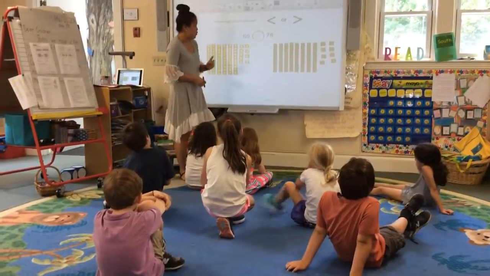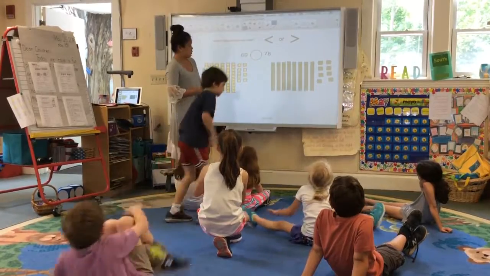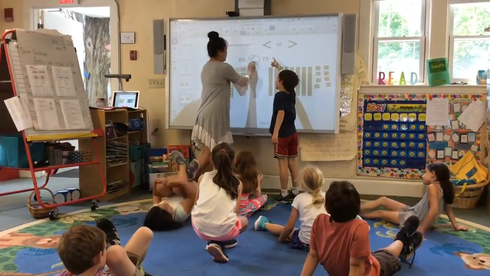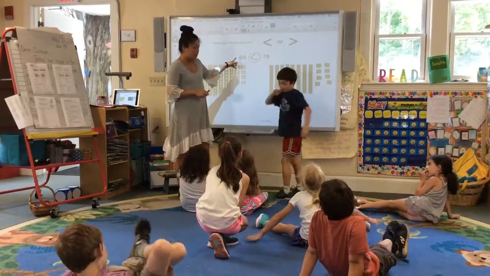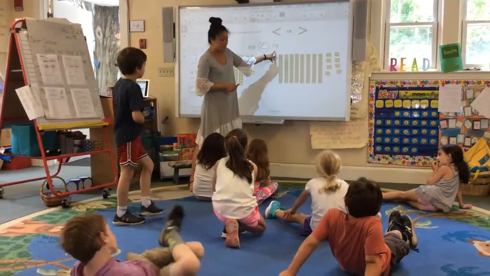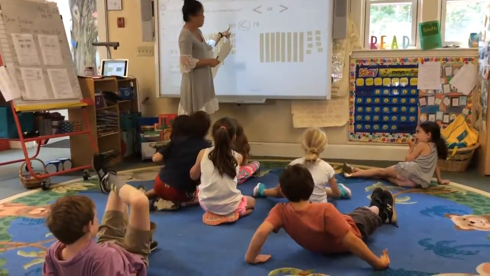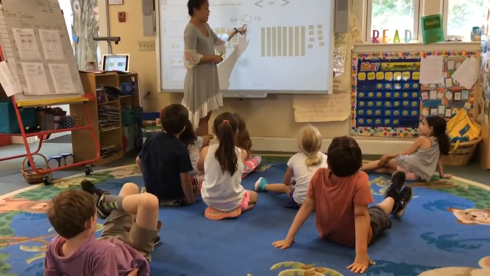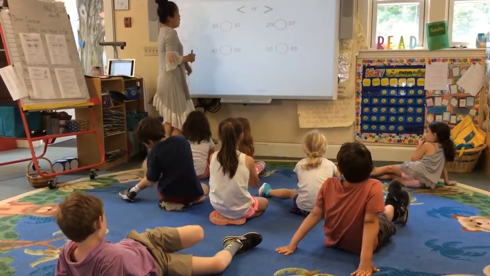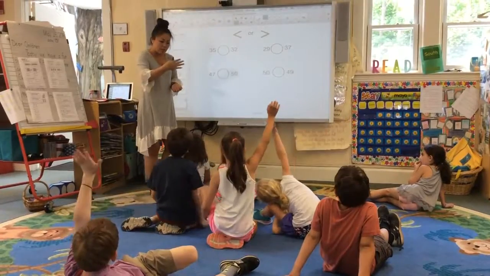Next one. Which one? This symbol or this symbol? Christopher? This one? Okay. The alligator is going to eat the 78, so we can say together 69 is less than 78. Let's say it one more time. I don't think I heard everyone saying it. 69 is less than 78. Great job.